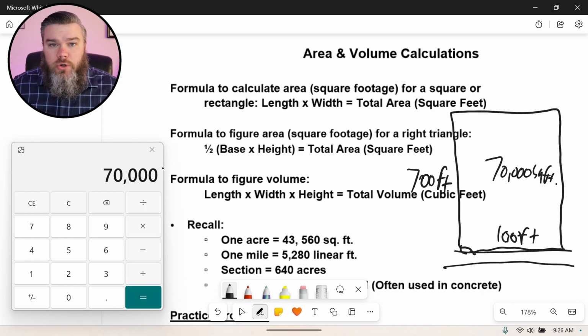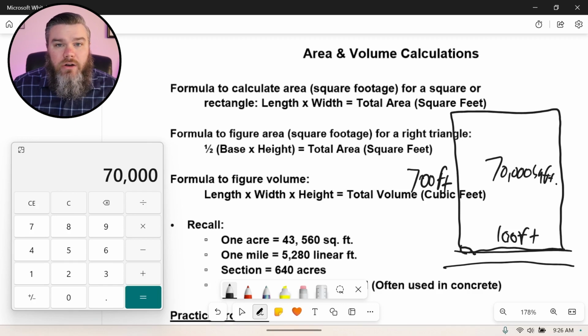Now, as I told you, if this is a parcel of land, we don't typically talk about it in square feet. We like to convert it to acreage. And so that's typically what the question will say. Something along the lines of, okay, well, how many acres is this parcel that has 100 front feet and a depth of 700 feet? And so now that we found our square footage of 70,000, here's where you need to remember that number. You need to figure out how many times does 43,560 go into this number. Or in other words, divide it by that magic number, 43,560.